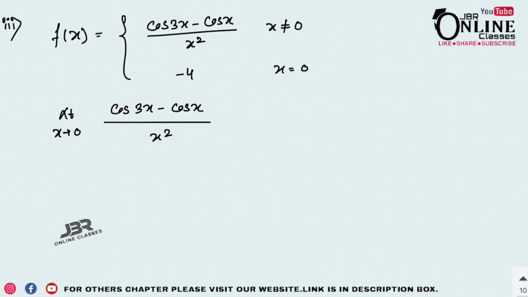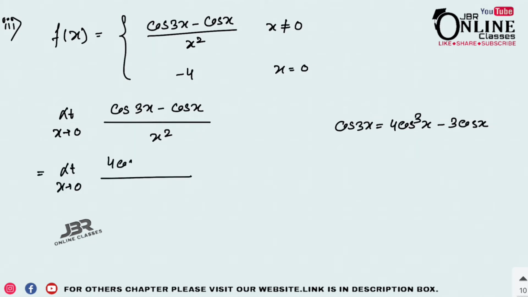So do one thing here. As you have cos 3x, you know the formula, cos 3x equal to 4 cos cube x minus 3 cos x. Okay, 4 cos cube x minus 3 cos x. So instead of here cos 3x, we can write down here 4 cos cube x and minus 3 cos x, and this one minus cos x. So minus 3 minus 1, that one equal to 4 cos x. Okay, so this one equal to here 4 cos x, then divided by x square.